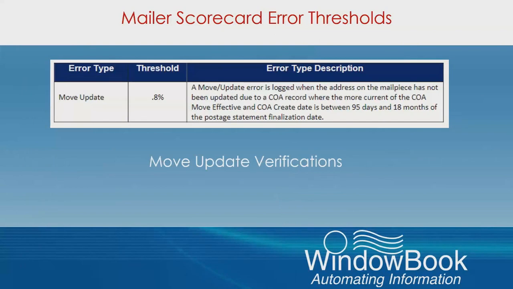Undeliverable as addressed mail is a very expensive problem for both the Postal Service and the mailing industry, so they also perform verifications for move update processing. If scans of the mail piece barcodes indicate that the address has a change of address record on file that's between 95 days and 18 months of the mailing date, and the address has not been updated, that is flagged as an error.